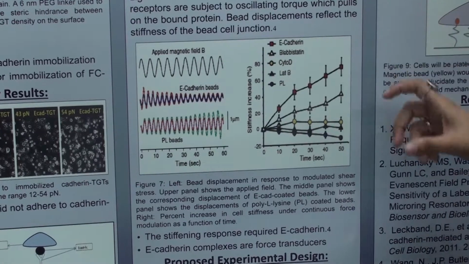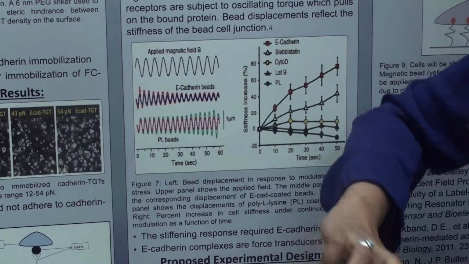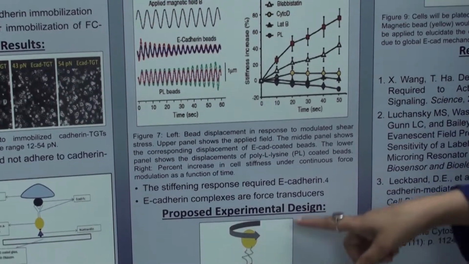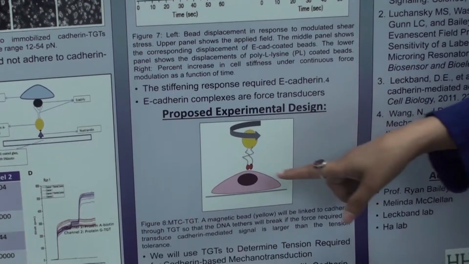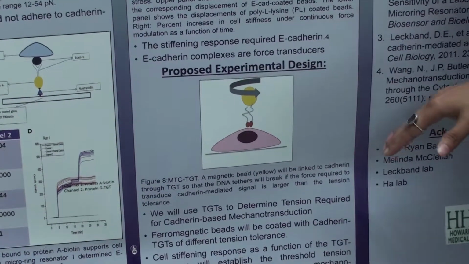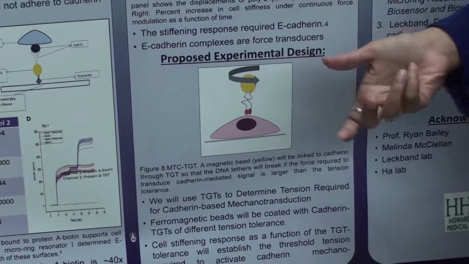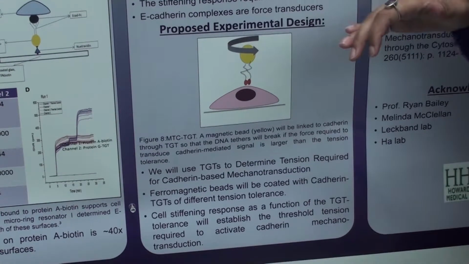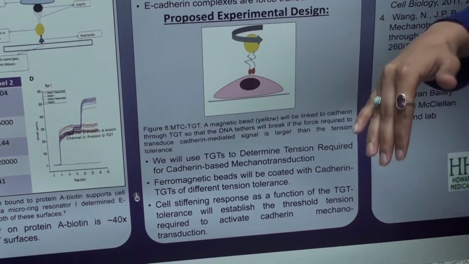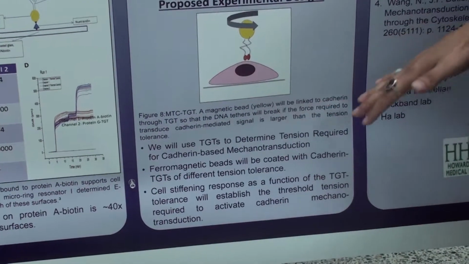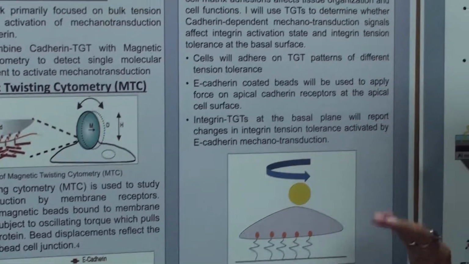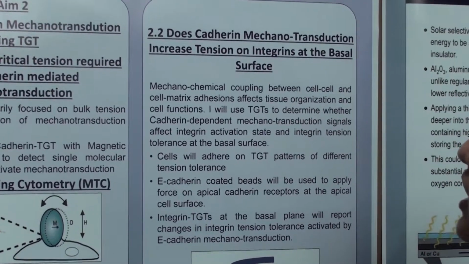So we will use basically the stiffening of the bead, or the reduction in the amplitude, as a readout of our mechanotransduction. We will be coating our beads with cadherin TGT of different tension tolerance, and we will see where we get the stiffening response, and we will use that to determine the critical tension required for cadherin mediated mechanotransduction.